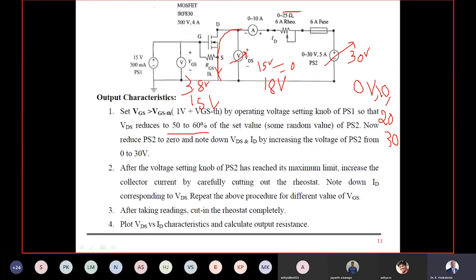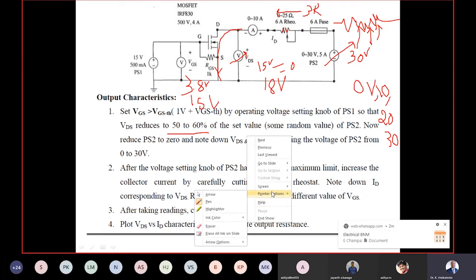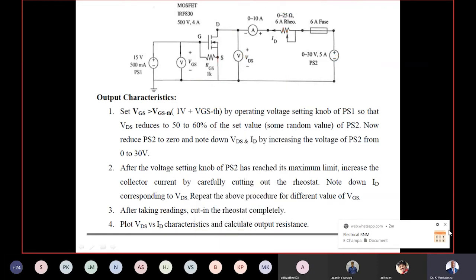Then cut out rheostat gradually at 3 different points. So whenever you have a rheostat, cut in means complete resistance is included. Cut out means complete resistance is excluded. Cut out rheostat, don't go more than 50%. Maybe 1 point here, 1 point here, 1 point here. Don't cut out completely. 3 different parts of the rheostat. You take another 3 readings here. 6 readings. My experiment is over. I tell you once again. Listen carefully.